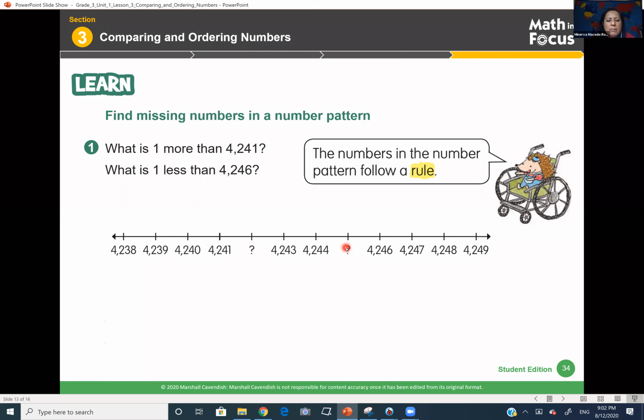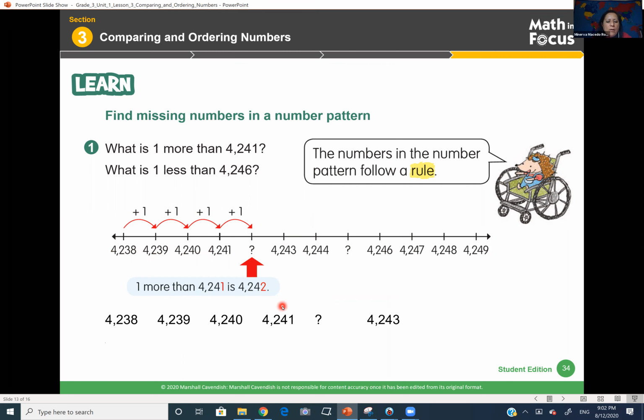So what's going to be my rule this time? If you notice, we're adding by 1. 4,238 plus 1 is 4,239. Plus 1, 4,240. Plus 1, 4,241. So if I keep doing it, I'm going to find that the missing number there, that one more, is going to be 4,242. Now we can complete our sentence here.